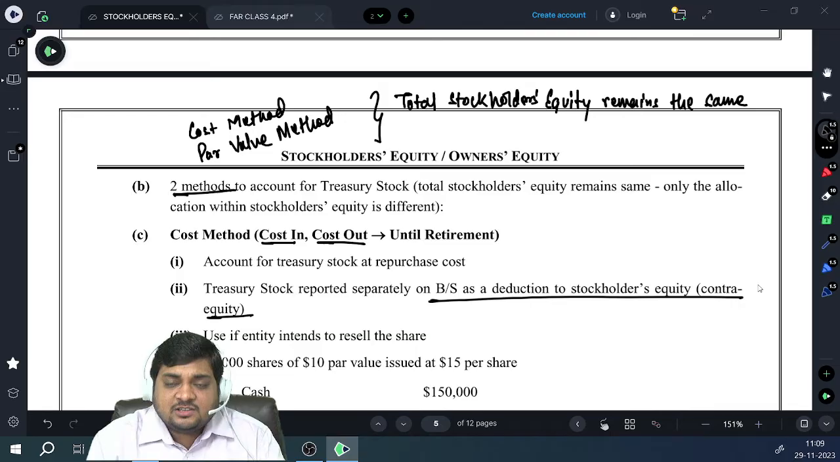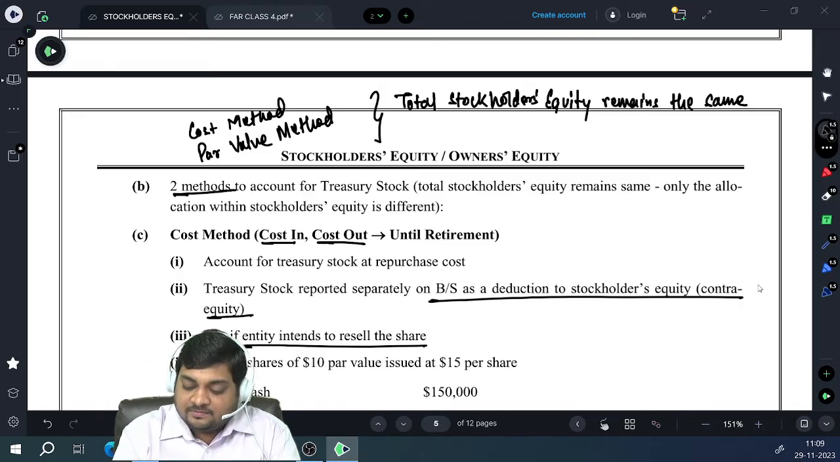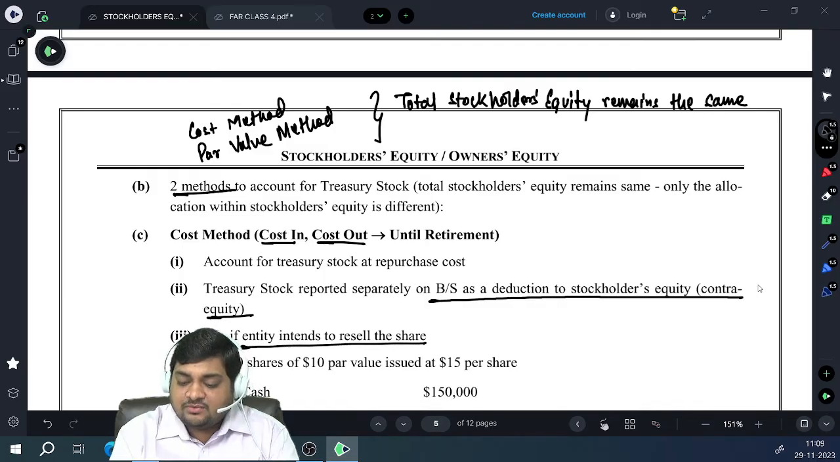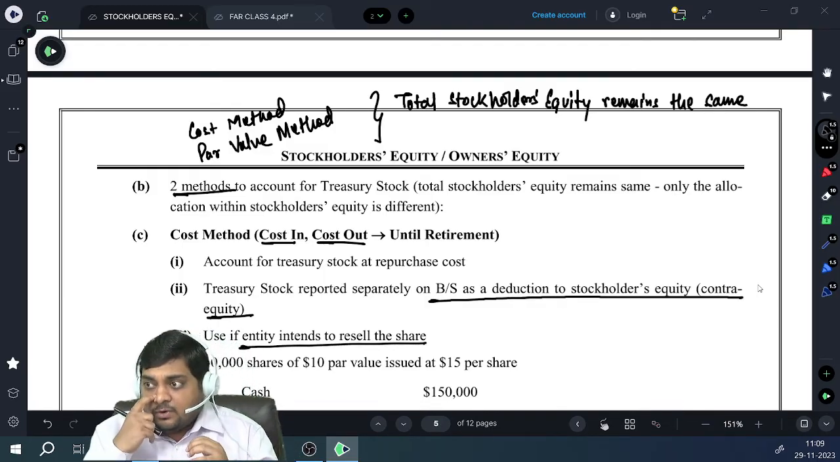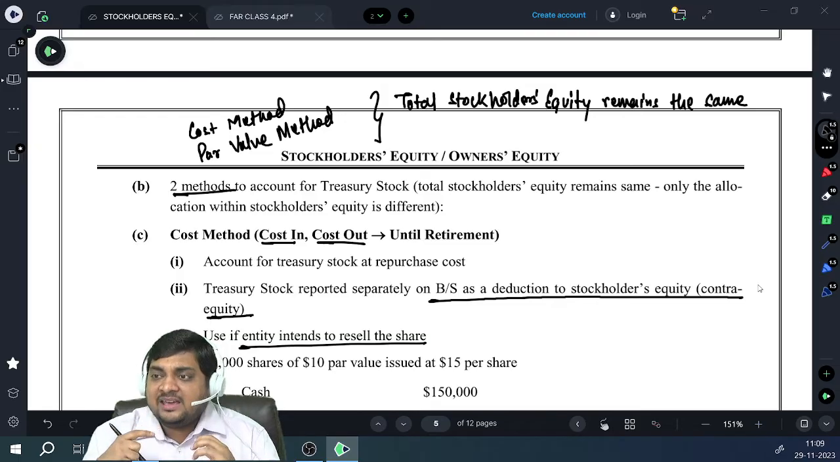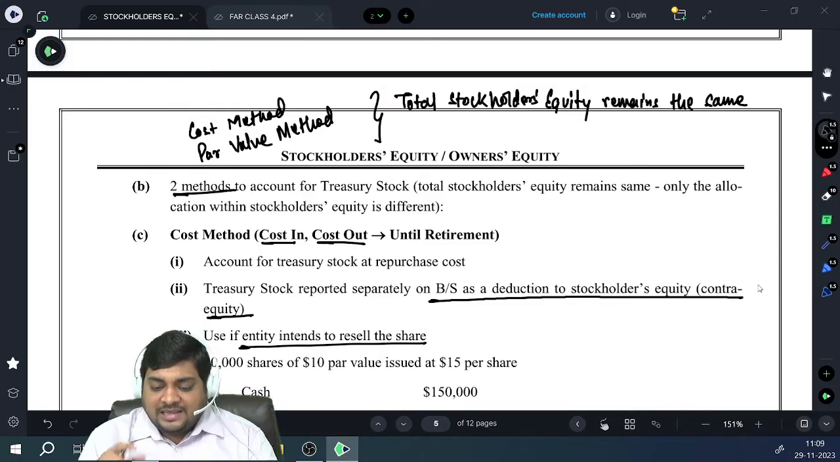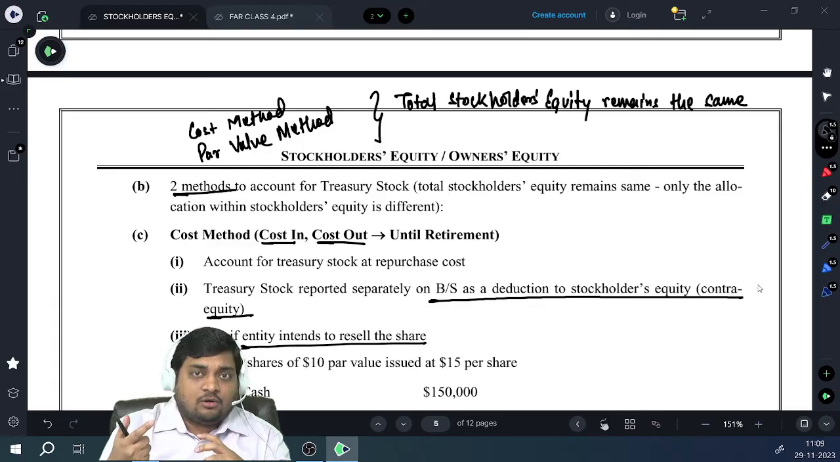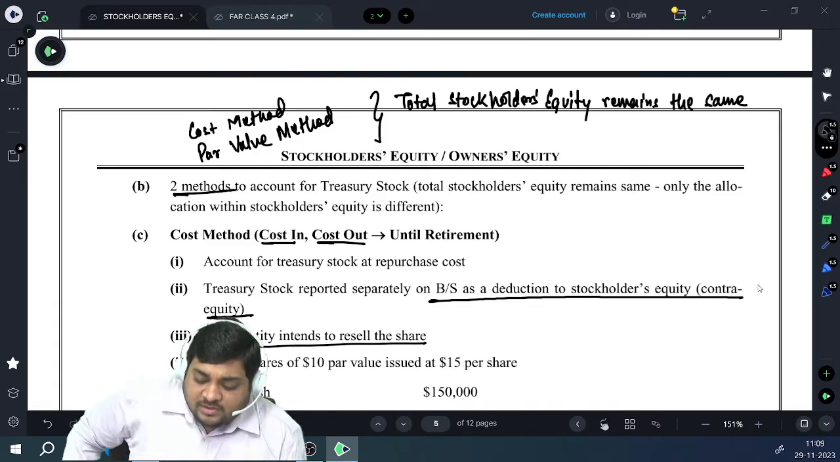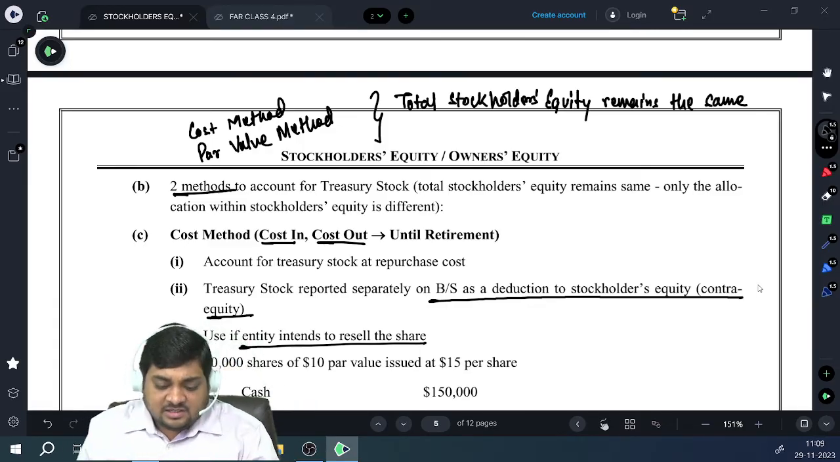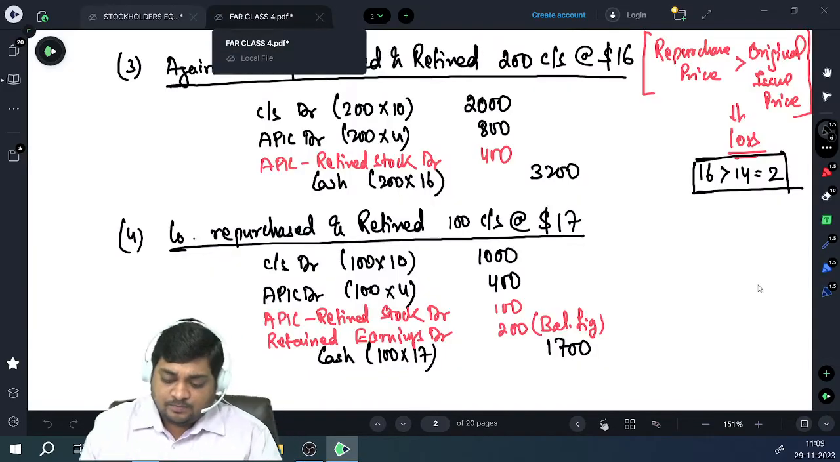Now this method is intended when the company plans to resell the shares. The company is holding this treasury stock for the time being. One thing you need to note: there might be a case where I have repurchased it, but I might retire it after some point of time. In that case, you go for the par value method. And if you have repurchased for the time being and might reissue it later on, in that case you can go for the cost method. So let us do it with the help of an example.